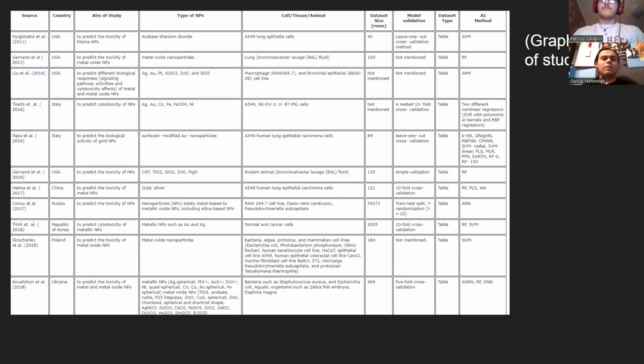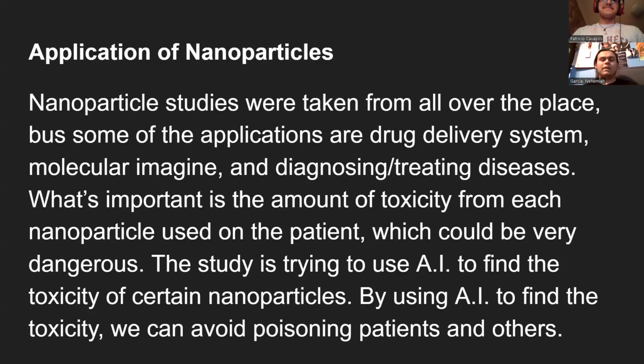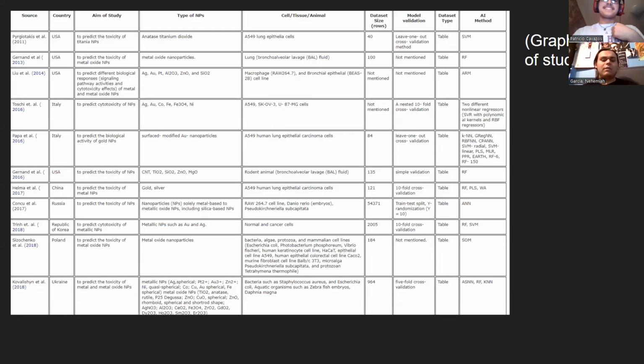So what we want to know is the importance of toxicity levels. With these toxicity levels, we want to know how it affects the patients. And within this graph shown to us right now, we can see where we got its source from, the country it originated from, the aim, which tends to be to predict the toxicity levels of nanoparticles, the types of nanoparticles used, where it was used on, like lung cells, and even just rodents or just lungs in general, the data set, the model, and even the AI method used on these to try and calculate the toxicity levels.